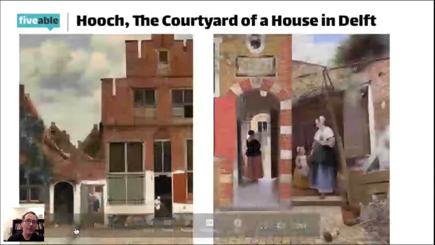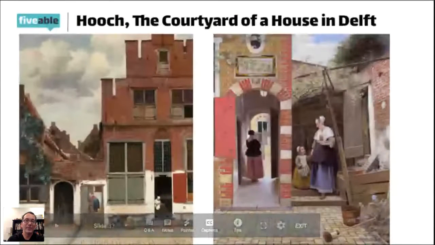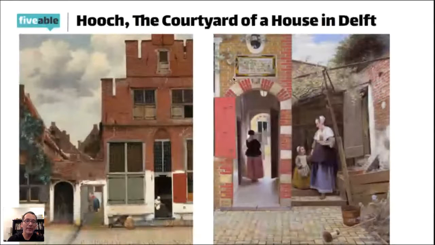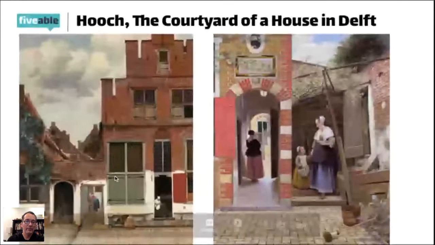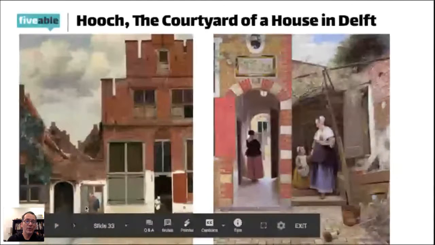And Pieter de Hooch made very similar paintings to Vermeer. We don't know if he actually saw them, but there's a lot of similarity. You see de Hooch's painting here on the right and Vermeer's on the left. De Hooch is not as well known as Vermeer by most people today, but I really love his paintings too.